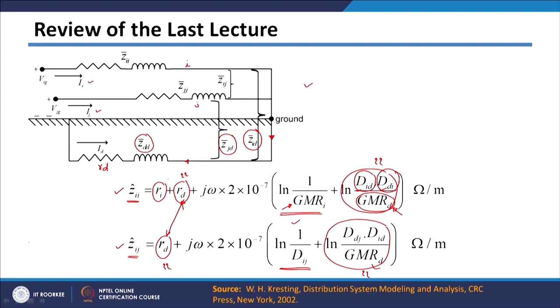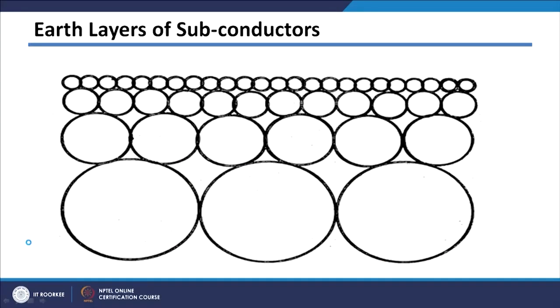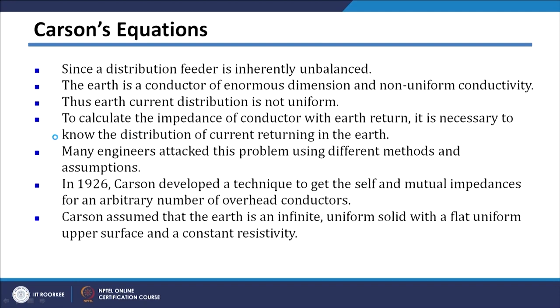This is because, as I explained, the earth consists of many layers, which can be represented by various types of conductor. The top layer will be represented by a small conductor layer, then there will be some bigger conductors below that, and the conductor size will go on increasing as you go inside the earth surface. And this earth surface is easily considered using Carson's equations.